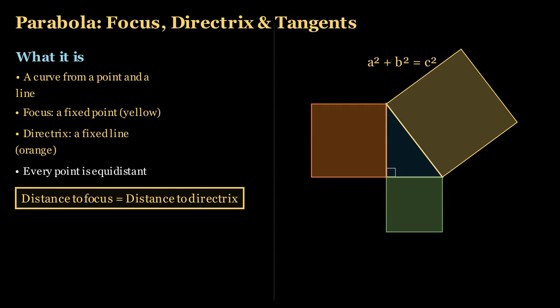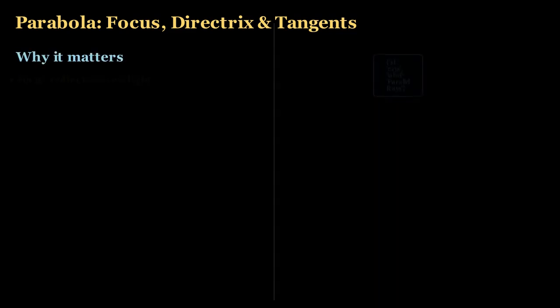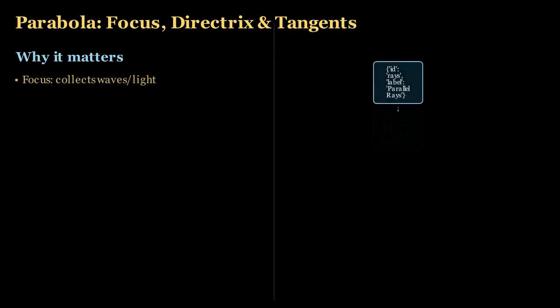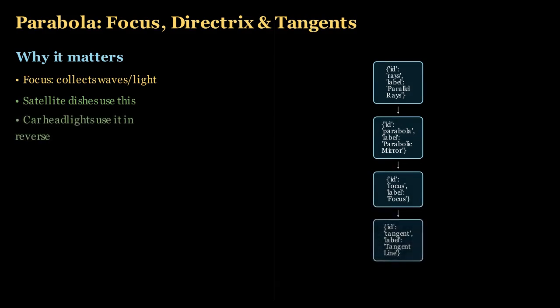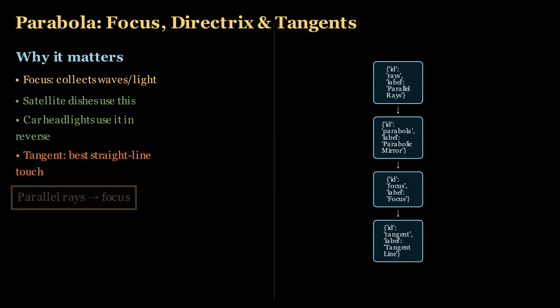Why do we care about the focus and directrix? Because the focus has a superpower: it collects waves. If parallel rays come straight into a parabola, they all bounce off the curve and meet exactly at the focus. That is why satellite dishes are shaped like a parabola, to gather weak signals from space onto a receiver at the focus. A car headlight does the opposite: it puts a bulb at the focus, and the mirror bounces the light out in a straight, powerful beam. And the tangent line, which just grazes the curve at one point, is the key to understanding how that reflection works. It is the line that acts like a flat mirror at that exact spot.